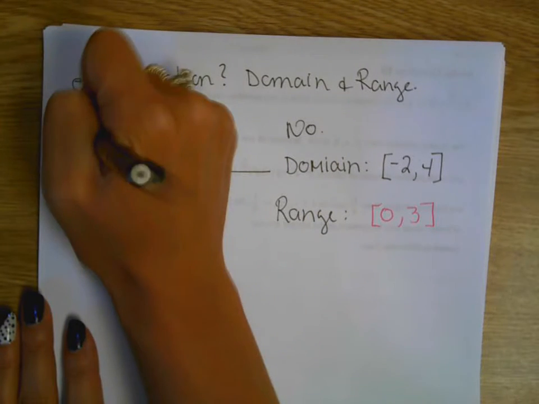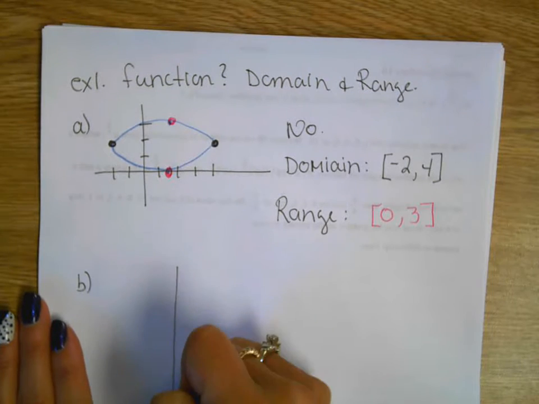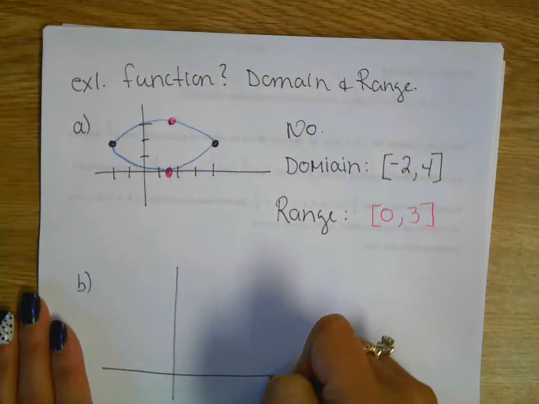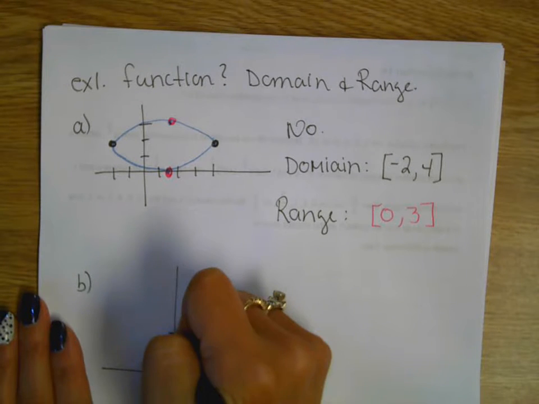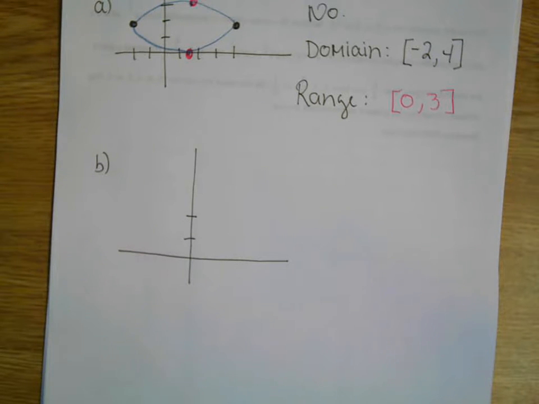We're going to call that one A because we're going to continue on in here. B. Go with a nice parabola.